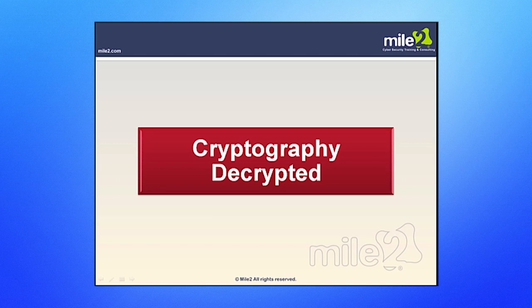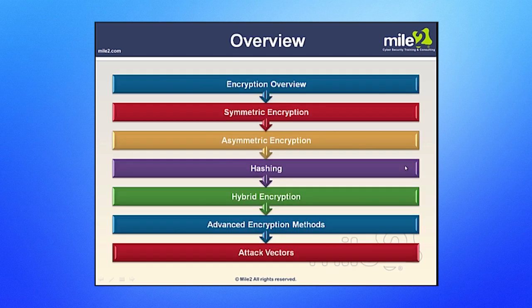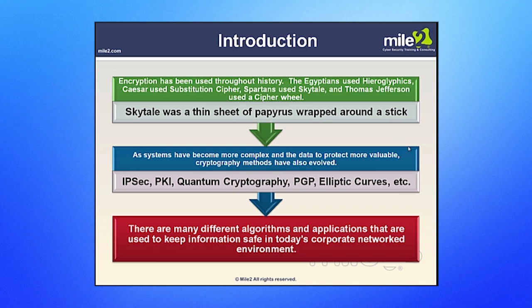Welcome to Cryptography Decrypted. In this chapter, we're going to look at encryption overview, symmetric encryption, asymmetric encryption, hashing, hybrid encryption, advanced encryption methods, as well as attack vectors.